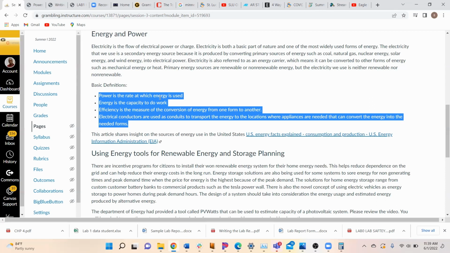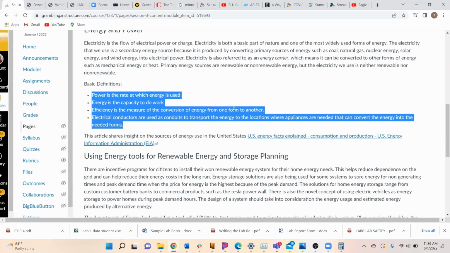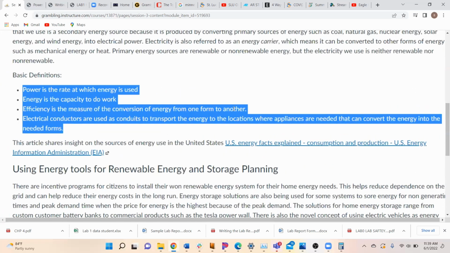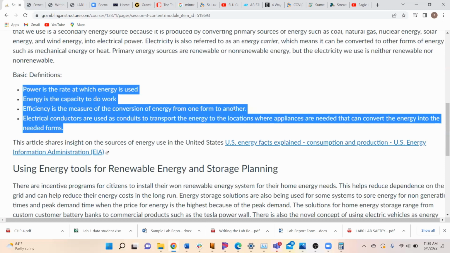Energy is the capacity to do work. Efficiency is the measure of the conversion of energy from one form to another. Electrical conductors are used as conduits to transmit the energy from locations where applications are needed that can convert the energy into needed form. So when you think of the electrical installation in your home, you have all the circuits bringing different outlets, different places in your room.